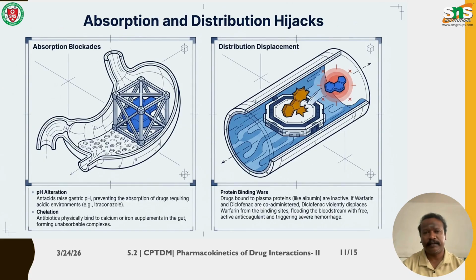Antacids increase gastric pH and reduce the absorption of drugs like itraconazole. Chelation occurs when antibiotics bind with calcium or iron, reducing their absorption. For example, tetracycline should not be taken with milk. Protein binding displacement can also increase drug activity. For example, diclofenac displacing the warfarin and increasing the risk of bleeding.